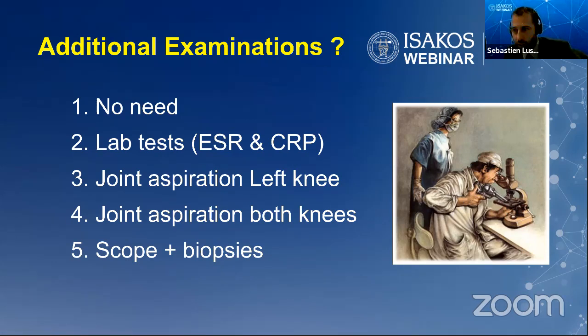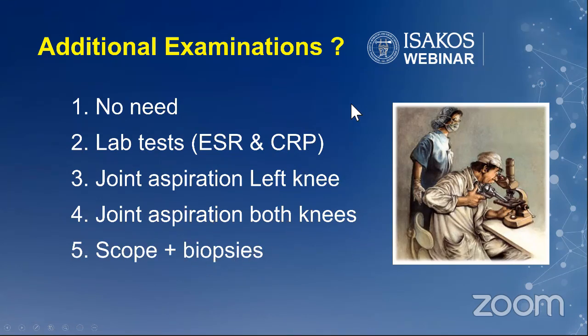So the first question is for Sam. Sam, you have the history of this gentleman, with his left knee. He also has a total knee on the right knee, but with no symptoms. And the question is, do you need additional examination? You have several options here. Lab tests, joint aspiration of the left knee, joint aspiration of both knees, or would you do an arthroscopy to get some samples and biopsies or other IDs?